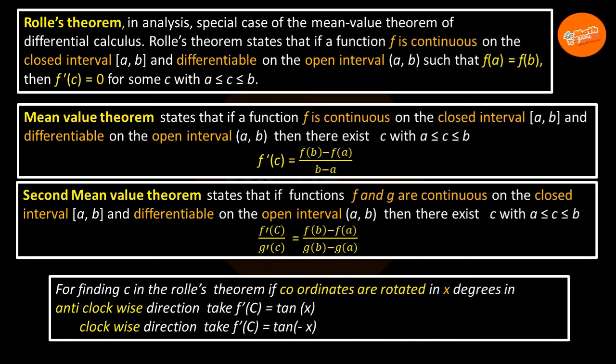Some problems ask: if the coordinates are rotated by x degrees anti-clockwise, then what is the point c in Rolle's theorem satisfying the function? Then we just put f'(c) equal to tan x if anti-clockwise, and f'(c) equal to tan(minus x) if the rotation is clockwise, instead of f'(c) equal to 0. Then we get the points.